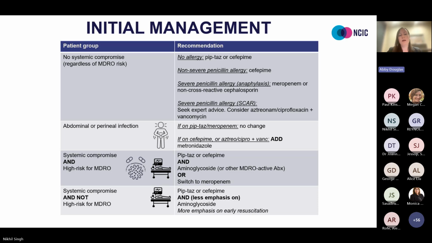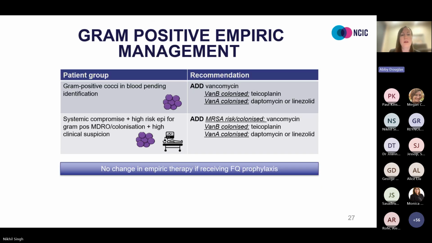Now, if there is systemic compromise, signs of severe sepsis or septic shock, and a high risk of multi-drug resistant organism, which I'll go into in the next slide, we do suggest to consider adding a stat dose of aminoglycoside or an antibiotic that is effective against the MDRO that we know it's colonizing, and/or switch to meropenem. If the patient is systemically compromised but is not at high risk of MDRO, there is actually less emphasis on empirically adding an aminoglycoside and more emphasis on early recognition, early resuscitation, and early administration of the backbone antibiotic. But certainly, if there is any doubt or there's a lack of surveillance swabs and we're not sure, then certainly a stat dose of aminoglycoside can be timely and then review in the morning.